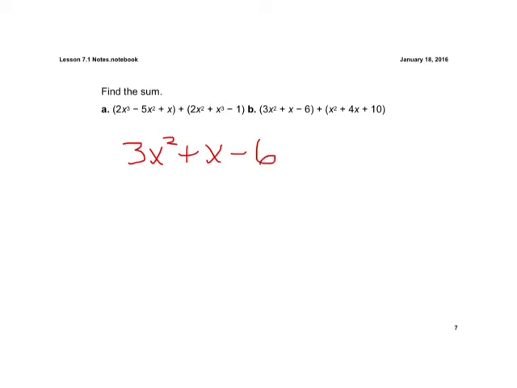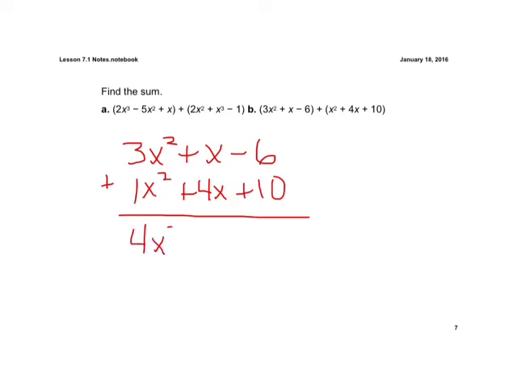Now what we need to do is line up our like terms. So we see the x squared. We're going to put the x squared right underneath the 3x squared. We're going to put the 4x right underneath the x. And we're going to put the plus 10 right underneath our constant. Now we're just going to add straight down. 3x squared plus 1x squared is a 4x squared. 1x plus 4x is a 5x. Negative 6 plus 10, well, we get a positive 4.